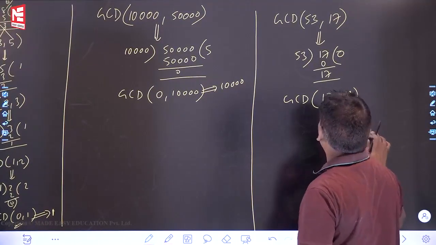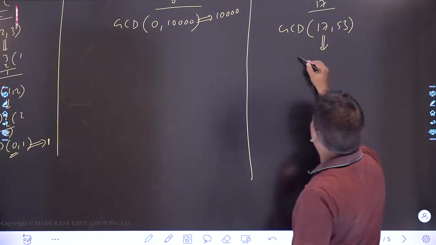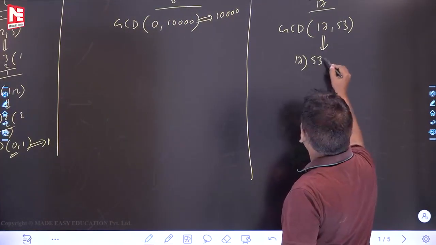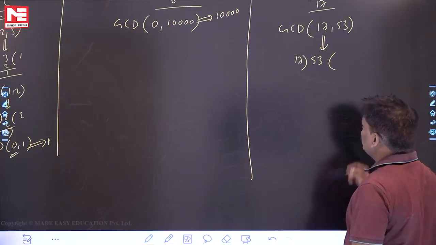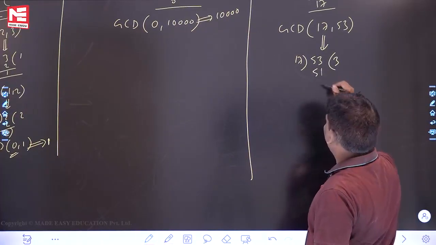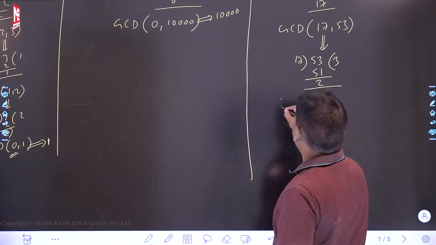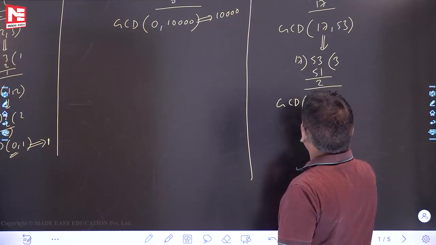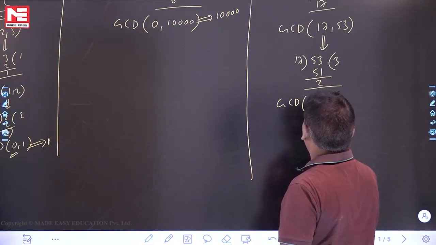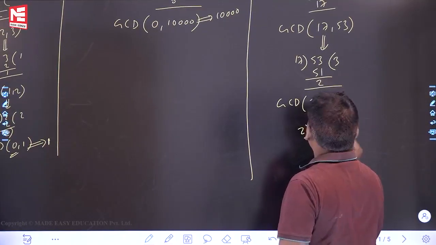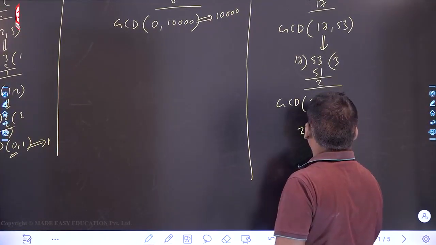Again same. 17, 53. So 17 3s, what is the answer? 51. 51, remainder 2. Next one, GCD of 2 comma 17. What will happen now? 2 17. 2 8 16. Remainder 1.